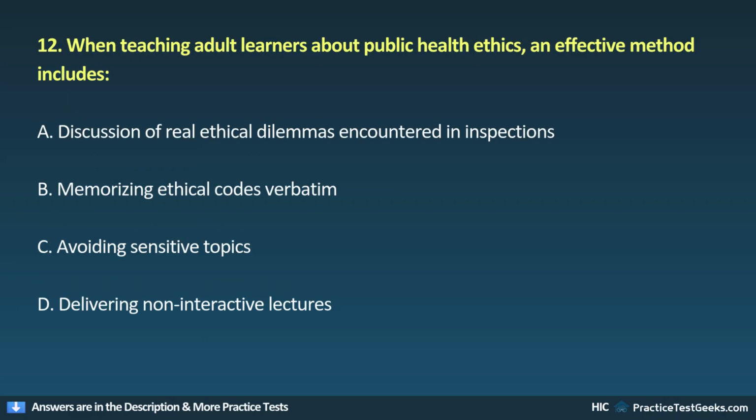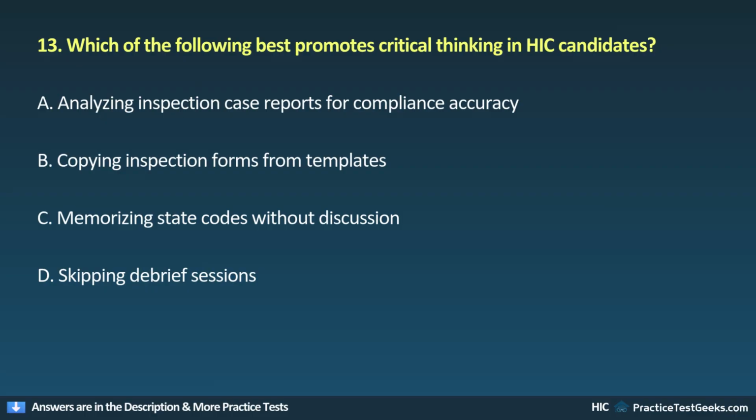12. When teaching adult learners about public health ethics, an effective method includes: A. Discussion of real ethical dilemmas encountered in inspections. B. Memorizing ethical codes verbatim. C. Avoiding sensitive topics. D. Delivering non-interactive lectures.